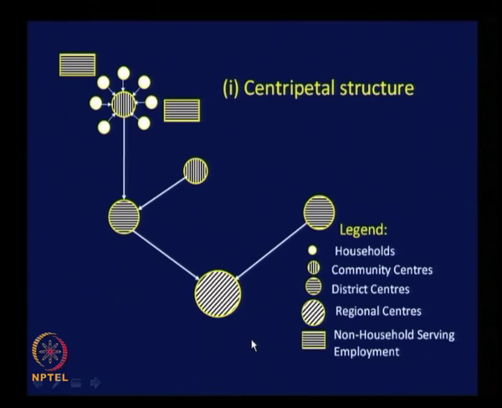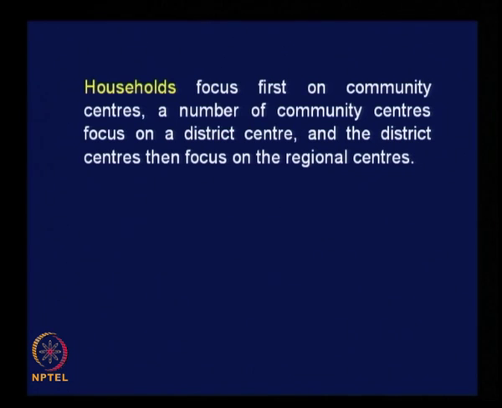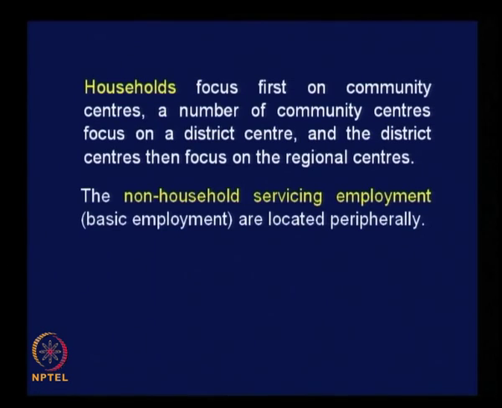And to have an idea about the location of non-household serving employment, the locations of these facilities are indicated here. They are outside the hierarchy of connection between the activity centers. They are independent of this hierarchy, so that there is direct access from households to these non-household serving employment centers, clear. Let us list the same information in a systematic way. Here households focus first on community centers, a number of community centers focus on a district center, and the district centers then focus on regional centers. So that is to be understood very clearly as far as this particular structure is concerned. Then the non-household serving employment or basic employment are located peripherally with facility for direct access from households.